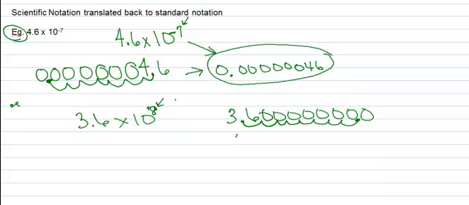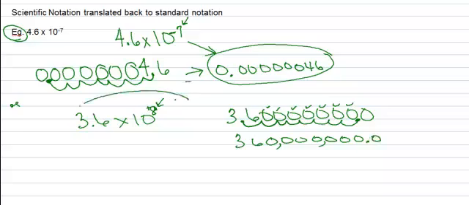So we have 3, 6. We have 1, 2, 3, 4, 5, 6, 7 zeros. I'm going to put in my little commas to mark it. And there we have this number in standard notation. And that's all there is to it.